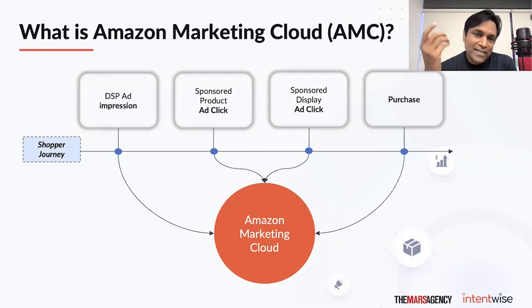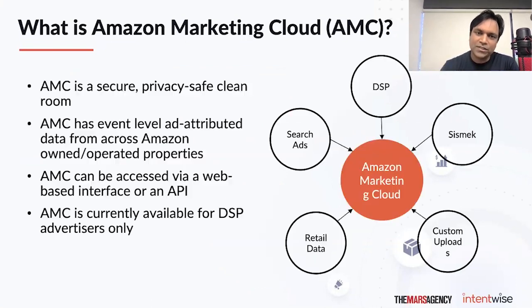This opens up tons of possibilities, right? So in essence, it's a clean room with event and shopper level data. There is both a console access where you will have to write SQL, or there's an API access as well. But even with API, you're really passing an SQL statement for execution. And then anyone who has DSP spend today can get access to AMC.